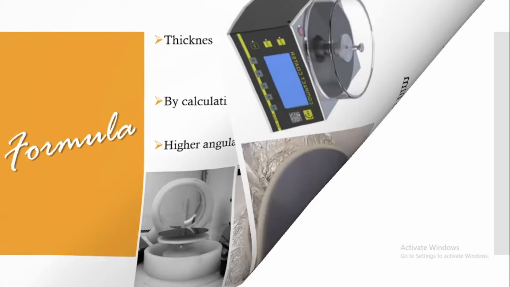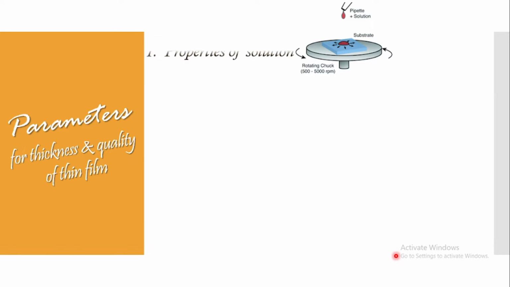Then next, let us move on to the main parameters which are going to decide the thickness as well as the quality of the thin film. So already you might have got the idea what the parameters are. So let's see what all things are going to affect the quality of thin film. So first thing is the property of the solution.